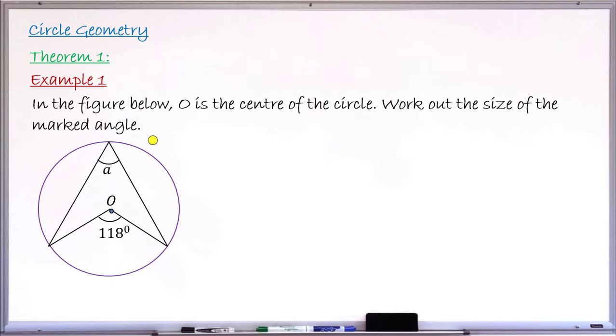Example number 1, it says in the figure below, O is the center. Look at O. This is a circle. The center of that circle is at O. O is the center of the circle. The question asked is to work out the size of the marked angle.